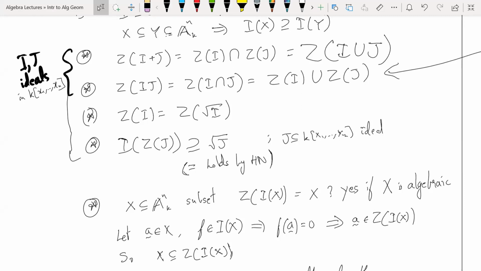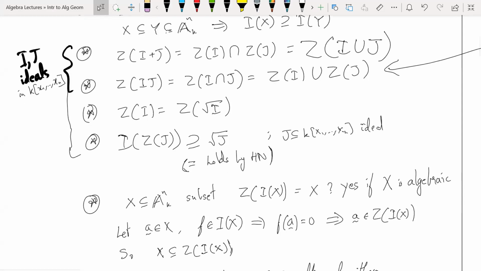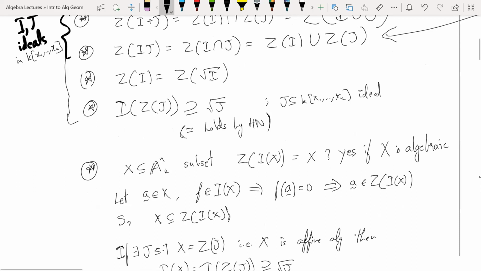So let's take something in the right hand side. We'll show that it's in the left hand side. So let's take an n-tuple A which lies in X. If F belongs to I of X, that means F of A has to be 0 for all A in X. So only those F belong to I of X for which F of A is 0 for all A in X. So F of A is 0 for all F in I of X, and that tells you that A has to be in the zero set of I of X. So we get X is contained in the zero set of I of X. That's one inclusion, and then you have to prove the other inclusion.